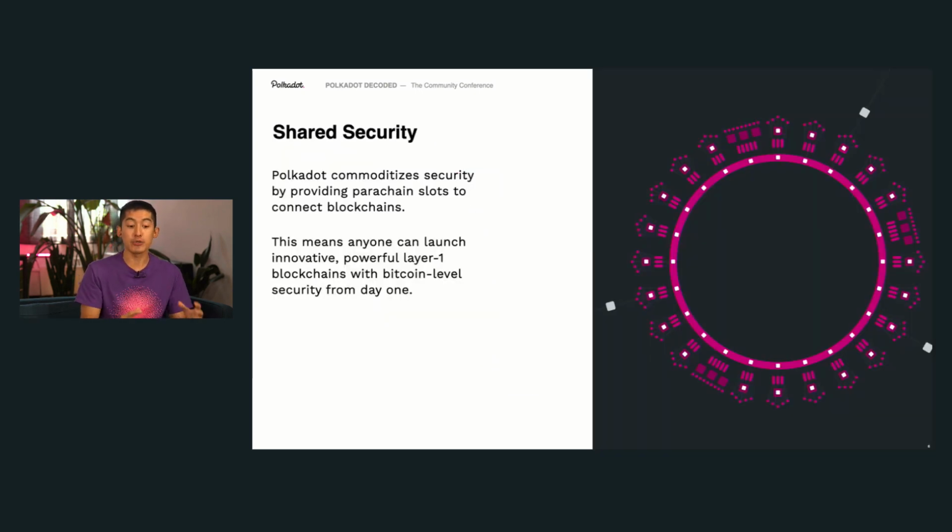Polkadot solves the resource problem by providing shared security to all the parachains. Polkadot itself will incentivize and collect validators who will be assigned to different parachains and validate their state transitions. This means that when you join the Polkadot network, we basically provide Bitcoin-level security to your chain at basically no additional cost.